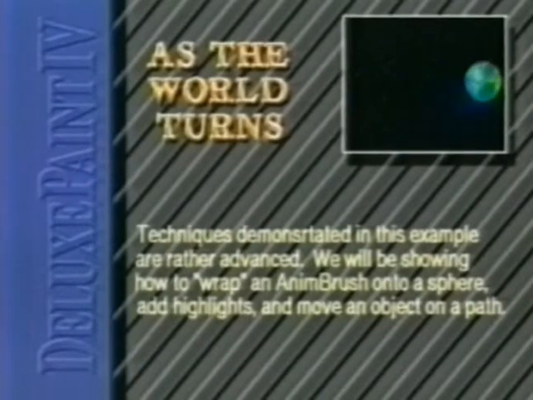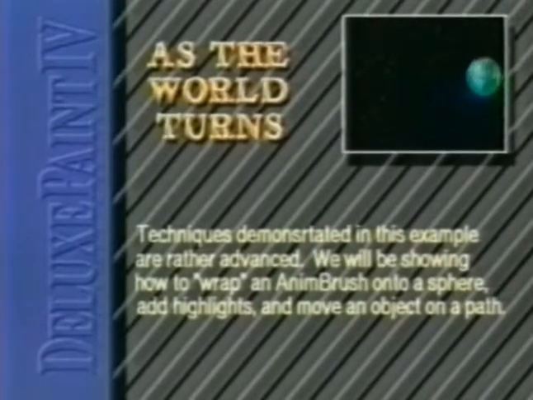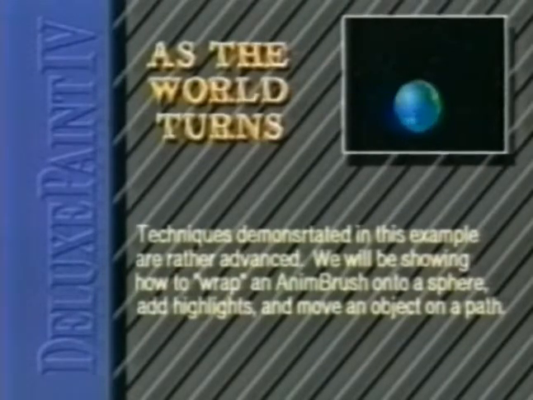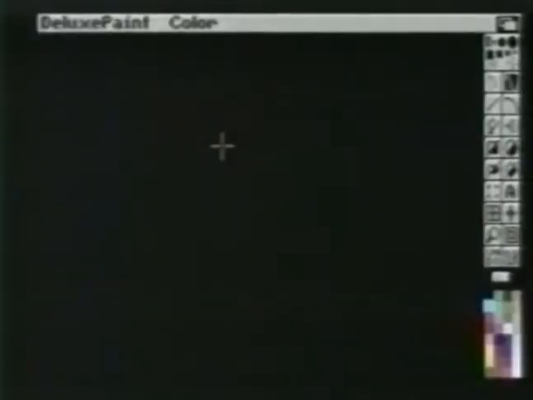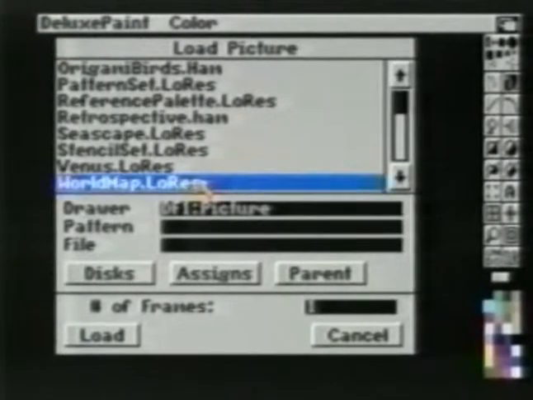Techniques demonstrated in this example are rather advanced. We will be showing how to wrap an anabrush onto a sphere, add highlights, and move an object on a path. We will be using low-resolution 32 color. First, load the image that came with Deluxe Paint called World Map.